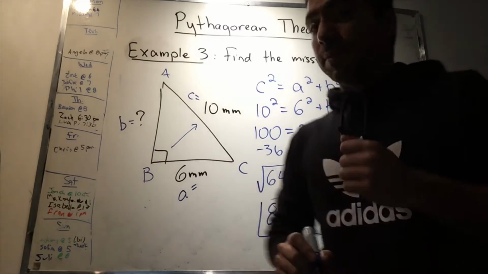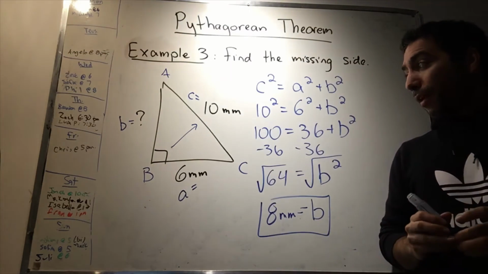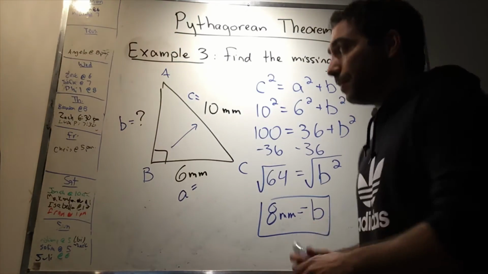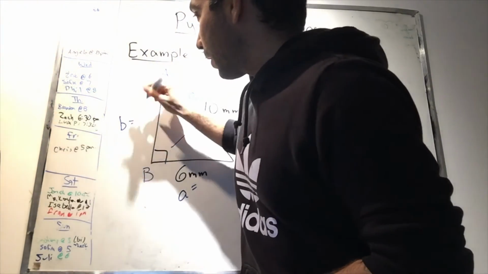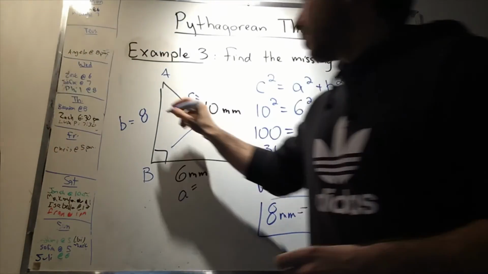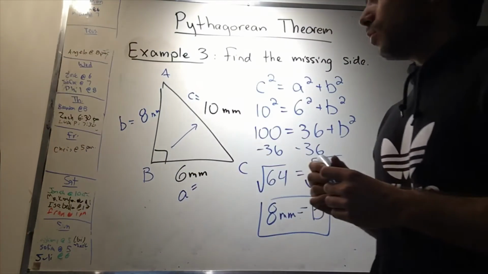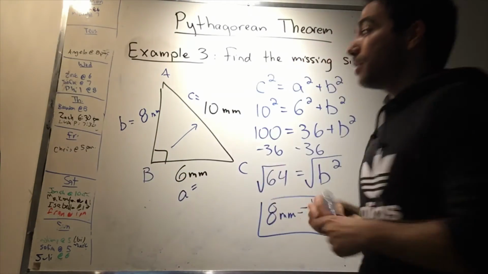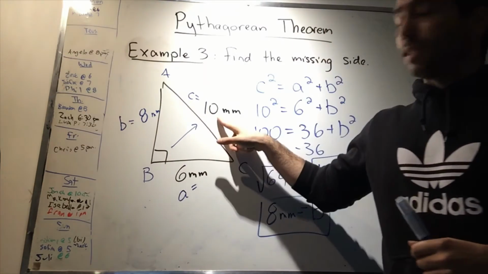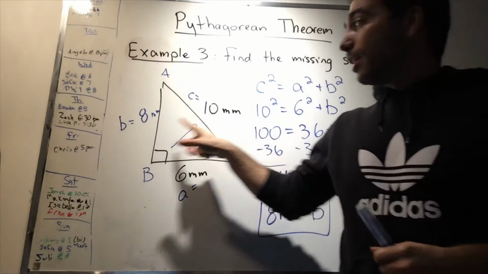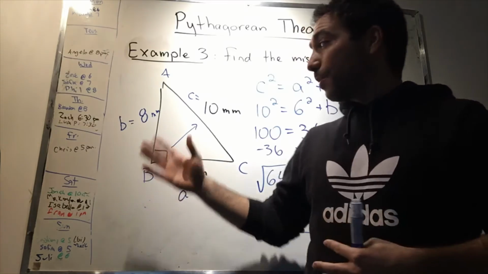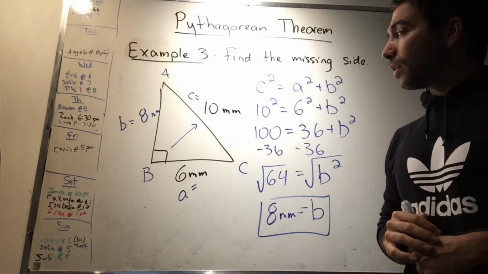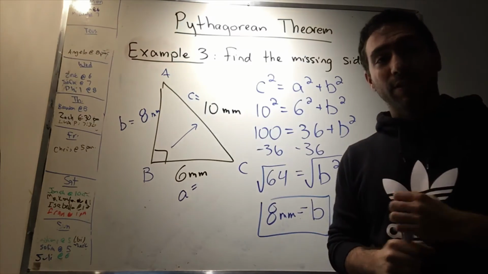Okay. Remember, don't stop there. Always analyze your answer. Does our answer make sense? Well, let's take a look. We got that this side, b, is 8 millimeters. Well, does that make sense? Yes, it does, because our hypotenuse is 10. That has to be the longest side. Since the side we got, b, is smaller than the hypotenuse, that's perfect. We're good. Awesome. So let's move on to the next question.